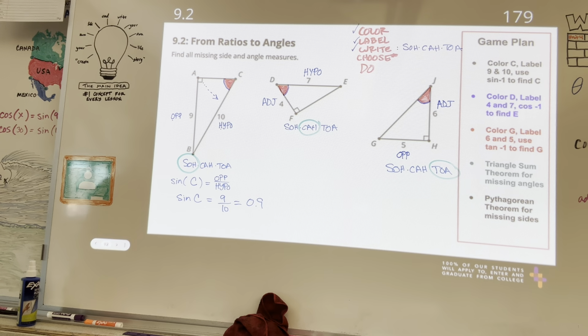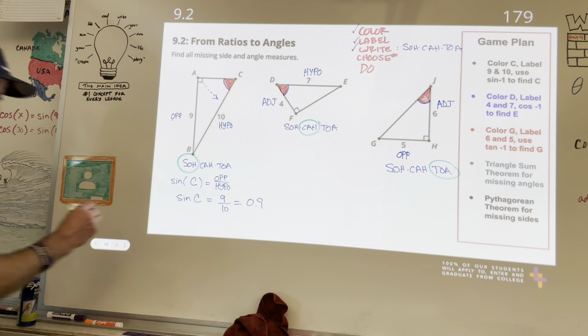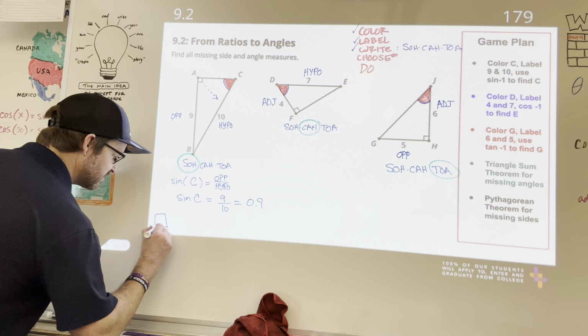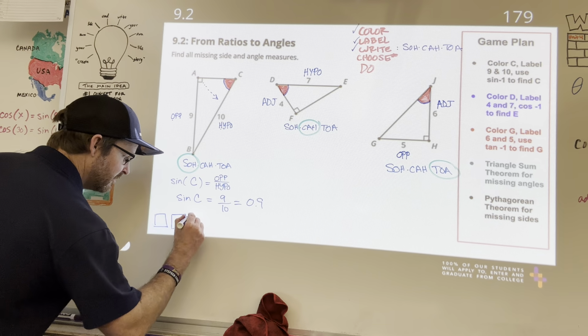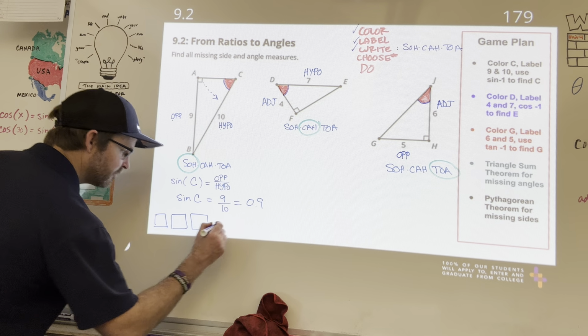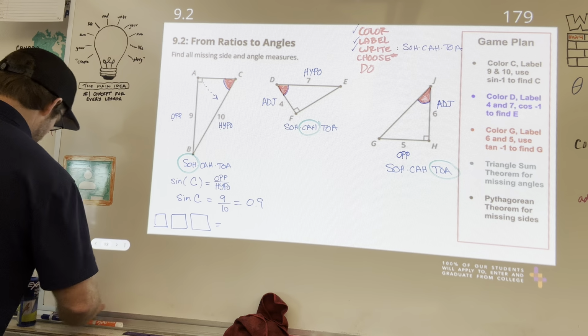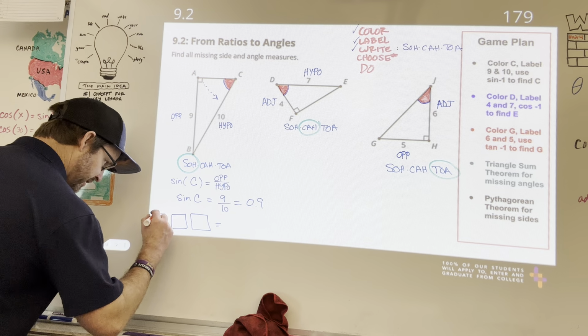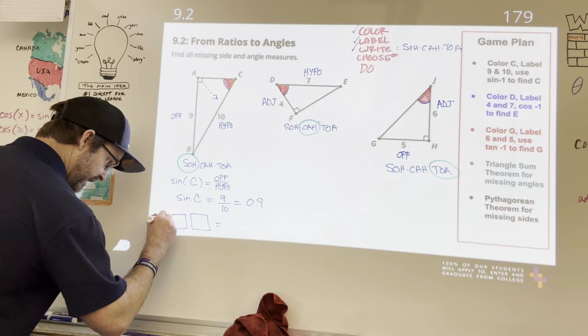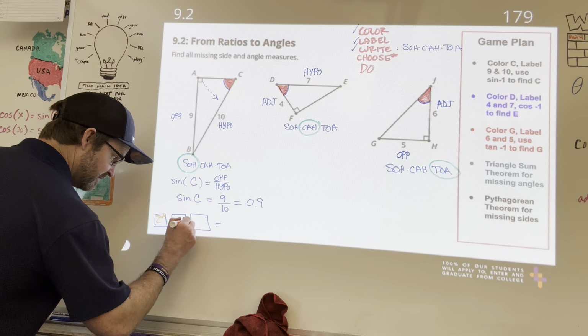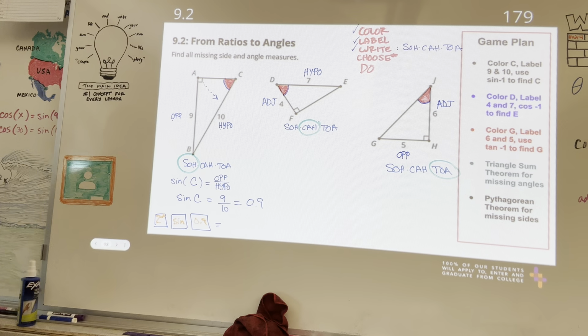Okay. Now, the buttons. Can you tell me what the 3 buttons were? Second sin, 10, and then 0.9. Right, but you've got to make one little... wait, second sin. Second sin. Nice. Good catch. 0.9. And what does it equal?